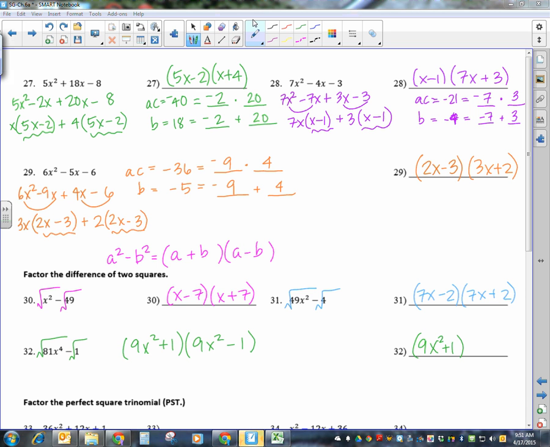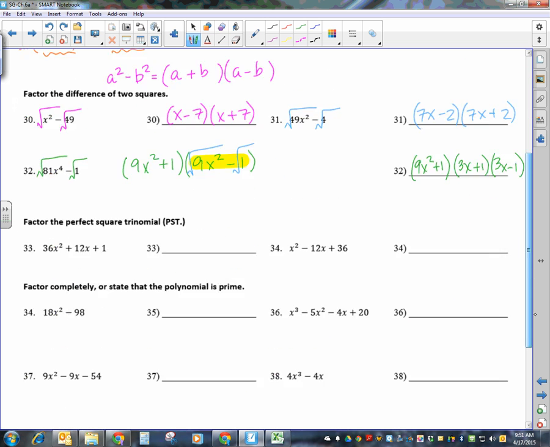So what we have here, this right here, is the difference of two squares again. So you want to take the square root of that and the square root of that to write it again. I think I'm going to have to write this a little bit smaller to get it in my blank. And so that makes your final answer 9x squared plus 1, because if it's a plus sign, you can't do anything to it. And then I break that up, and that's 3x plus 1, 3x minus 1. So that's what you should have there on your paper.